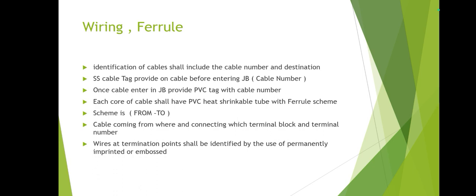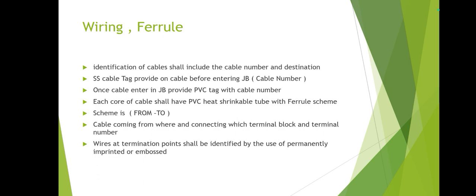Open the termination, we sometimes open and connect again and again, then the color on the tube will sometimes be damaged. If there is a PVC sleeve, the numbers cannot be damaged or removed. The scheme is from-to. This is a very common question; sometimes in interviews they ask, what is the scheme of ferruling, how do you prepare the ferrule. So the main thing is from-to: we have to mention on the ferrules where the cable is coming from and connecting with which terminal block or terminal numbers.